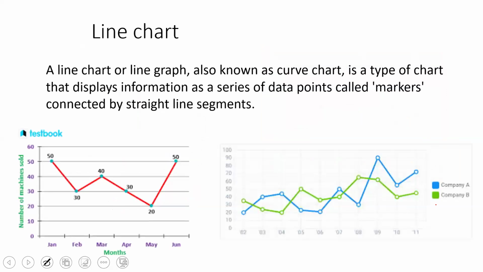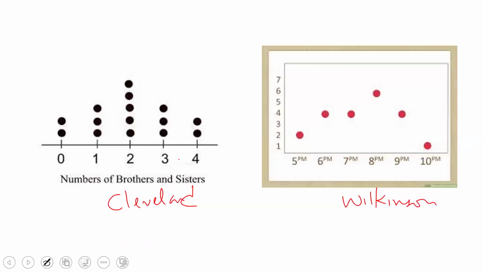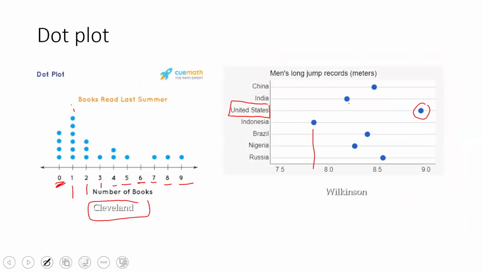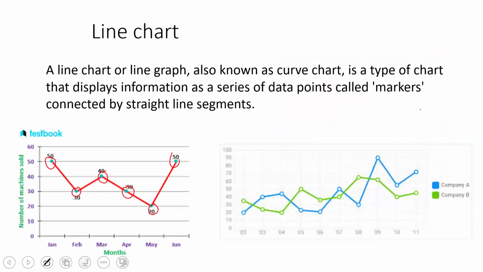A line chart, or graph, is a type of chart that displays information as a series of data points connected by straight lines or segments. So you can see there's a data point here, another one here, here, here, here. So let me go back. This can also be a line chart if we connect it. So that can also be a line chart if it is connected. So that's a line chart for you.